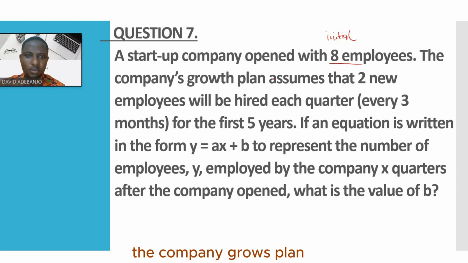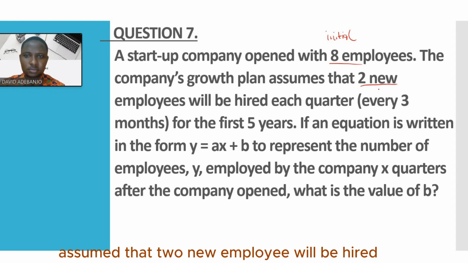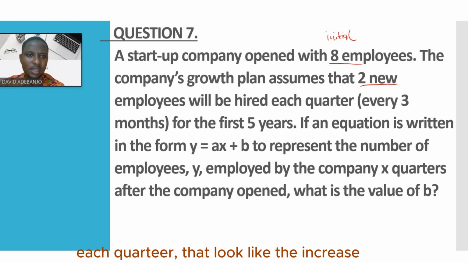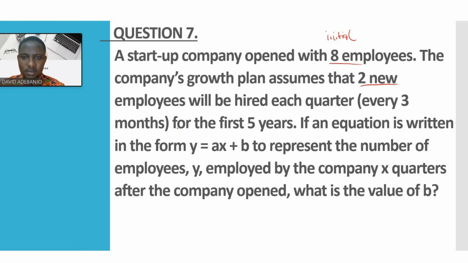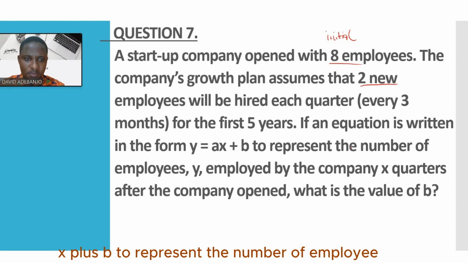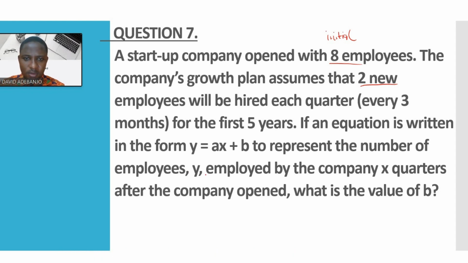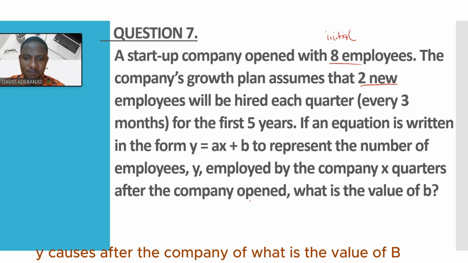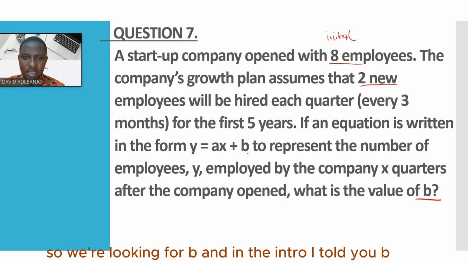The company growth plan assumed that 2 new employees will be hired each quarter. That looked like the increase for the first 5 years. If the equation is written in the form of y equal to ax plus b to represent the number of employees y employed by the company x quarters after the company opened, what is the value of b? So we're looking for b.